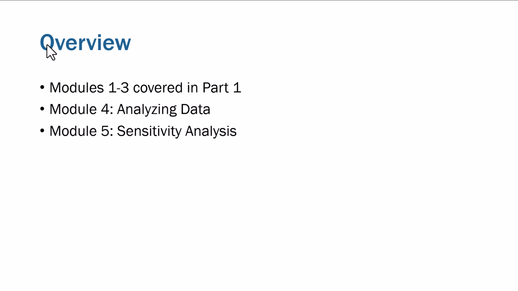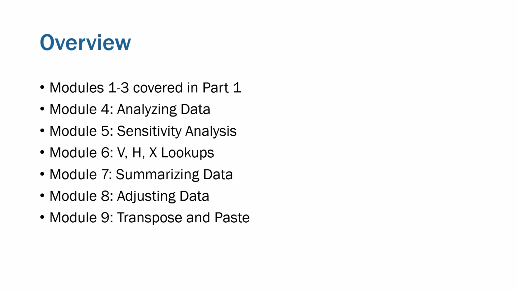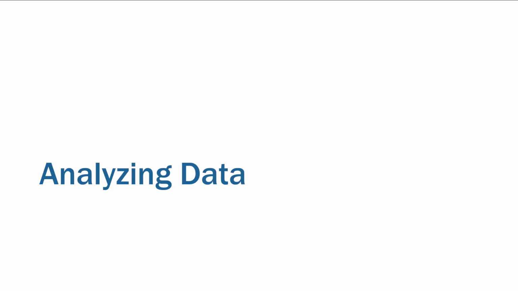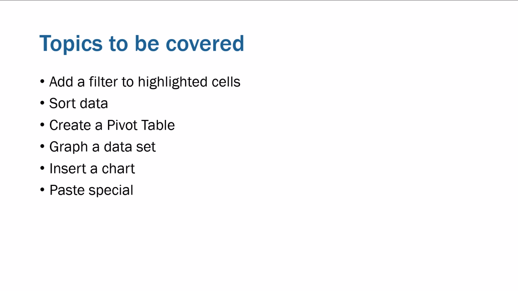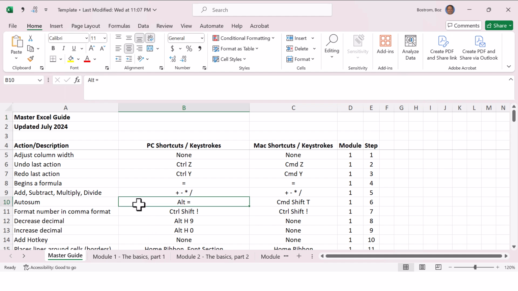And then in module 4, we're going to analyze some data. In module 5, we're going to do a sensitivity analysis. In module 6, we're going to do VH and X lookups. Some of you have never heard of the X lookup. It's a newer one. Module 7, summarizing data. Number 8, adjusting data. Number 9, a little bit with transposing and pasting data. So analyzing data, the topics that we are going to cover in this 4th module, we'll be adding a filter, sorting data, creating a pivot table, graphing a data set, and also inserting a chart and the paste special technique. So with that being said, I'm going to go over to my Excel file.